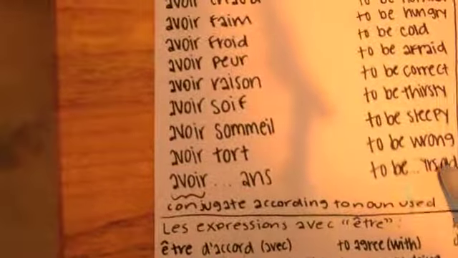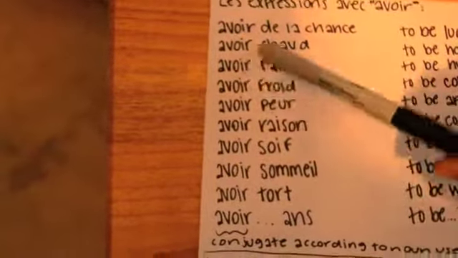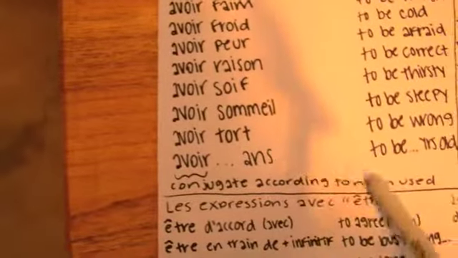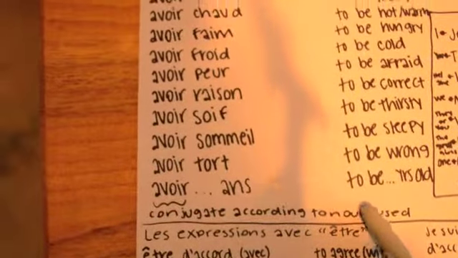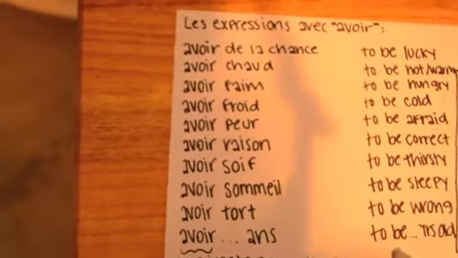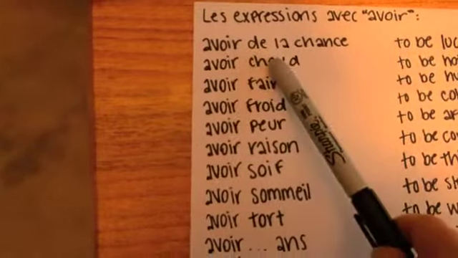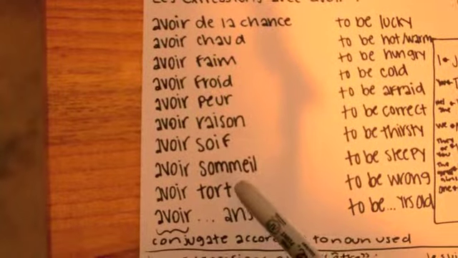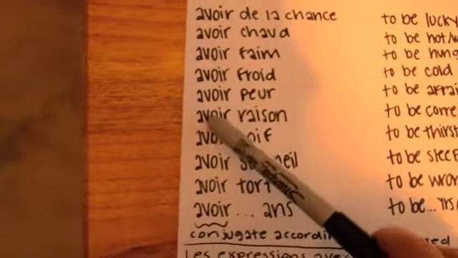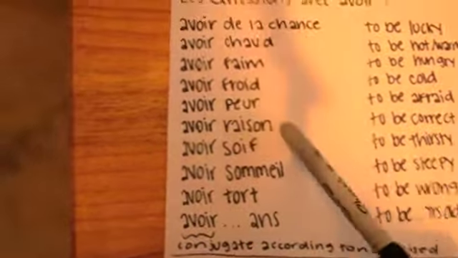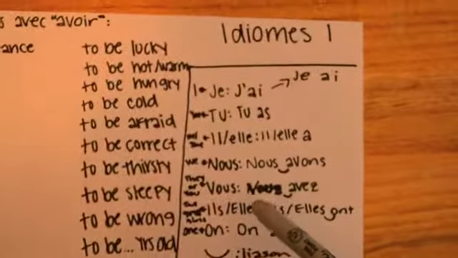Now, remember that for all these, avoir must be conjugated according to the noun used in the sentence. So if I wanted to say, I am hot, I would say j'ai chaud. If I wanted to say I'm right, I would say j'ai raison, which you can guess I say a lot because I'm a teenager. Now, moving on.